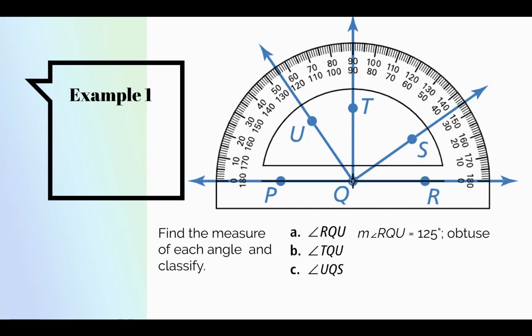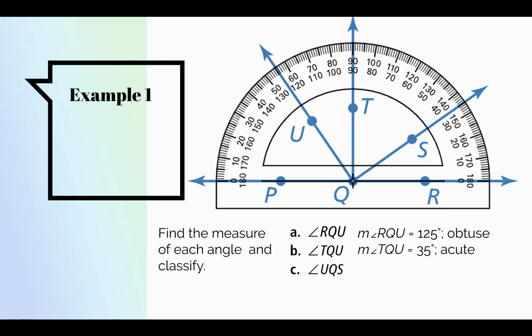So I know that this ray QU goes right through 125, halfway between 120 and 130. So on the lower numbers, it goes through 125. This ray goes through 90 on the lower numbers. So all you have to do is 125 minus 90, and that will give you your answer. You'll find that the measure of angle TQU is equal to 35 degrees, which is a very sharp angle. It is acute.